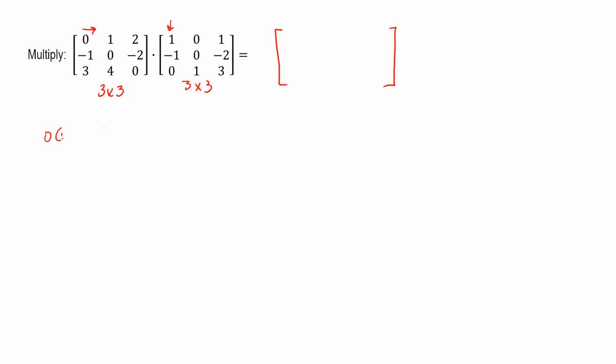So going across the first row, down the first column. So 0 times 1 plus 1 times negative 1 plus 2 times 0. So you got negative 1. That goes here. Now we're going to go across the first row, down the second column. I'm not even going to write it out. It's just so many zeros. So 0 times 0 is 0. 1 times 0 is 0. 2 times 1 is 2. So that goes here.